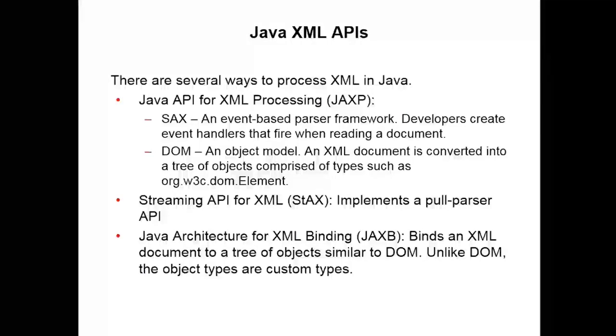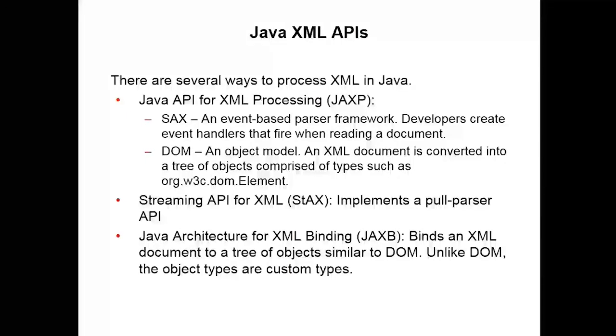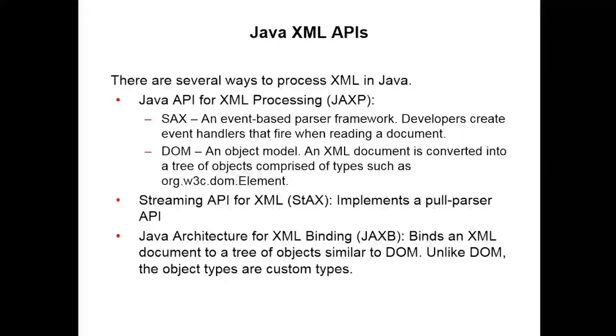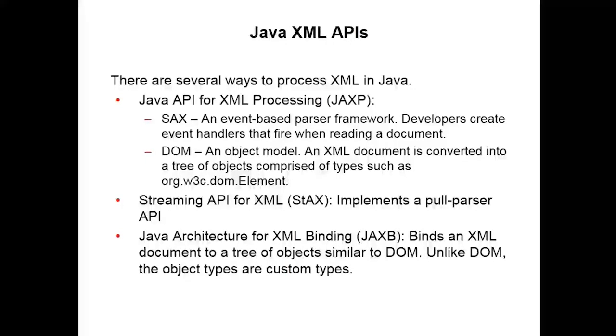So the SAX parser and DOM parser are nothing but some programs, how they are going to parse the XML file, how they are going to read the XML file, right? Based on that, two parsers were there. SAX parser is an event-based parser framework. Developers create event handlers that fire when reading a document. Similarly, you have the DOM parser, an object model. An XML document is converted into a tree of objects comprised of types such as elements.